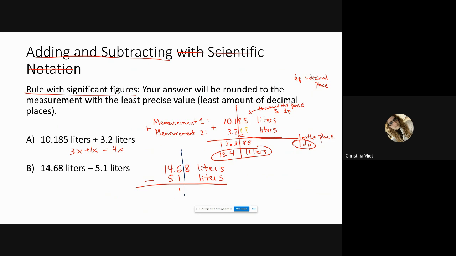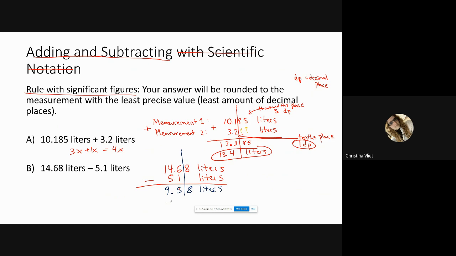So 14.68 minus 5.1, let's go ahead and do that calculation real quick. No calculator shame, and it's early in the morning, so definitely no calculator shame. It's much easier to make mistakes early in the morning when we're not fully awake. So I get 9.58 in my calculator, liters. And so what's my final answer here?